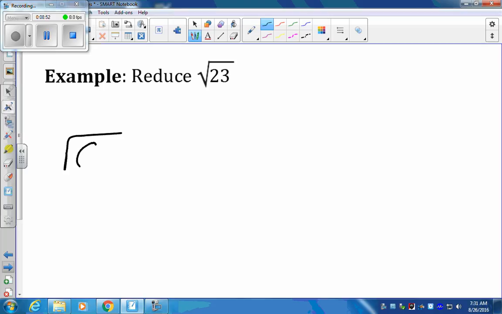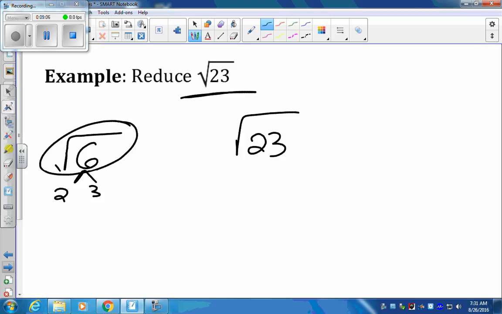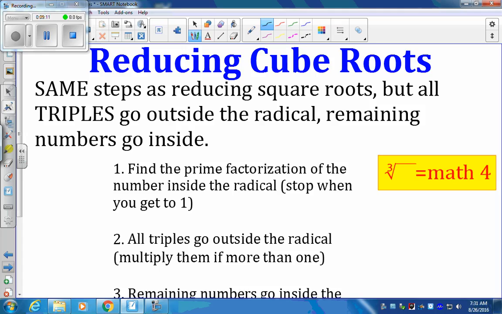For example, if I did the square root of 6, I have 2 and 3. I don't have 2 of a kind. Okay, so what that means is that's already reduced. It's already in its simplest form. So for this problem, the answer would just be the square root of 23. For this problem, it would just be the square root of 6. Okay, so that can happen when you're asked to reduce it, but it already is.